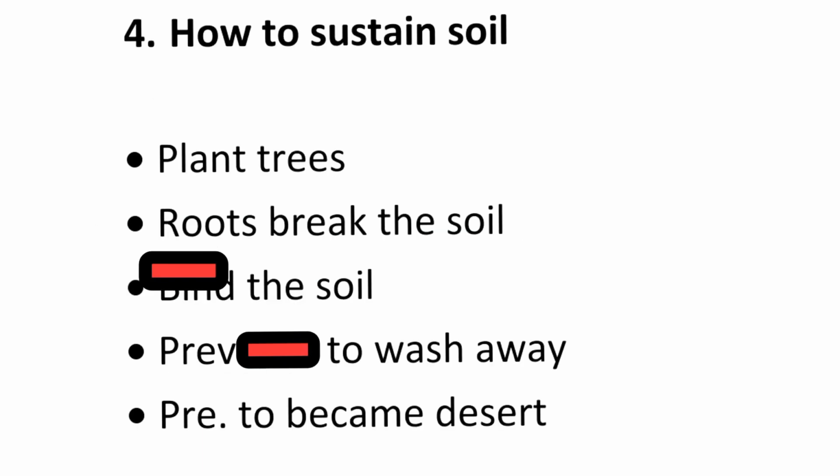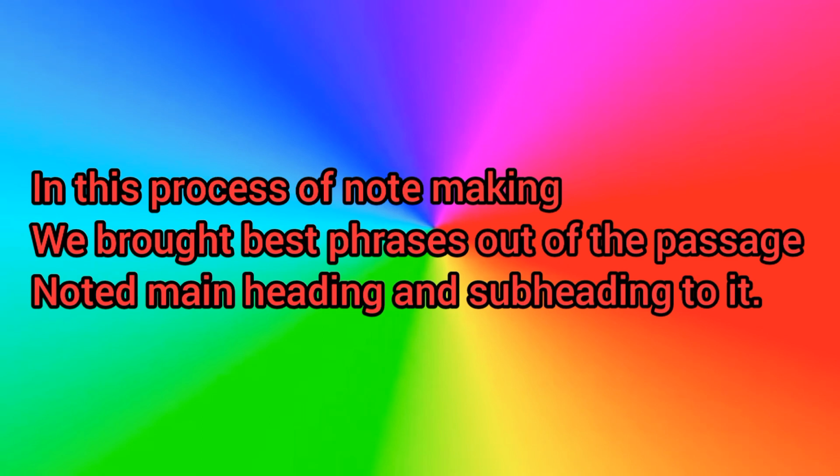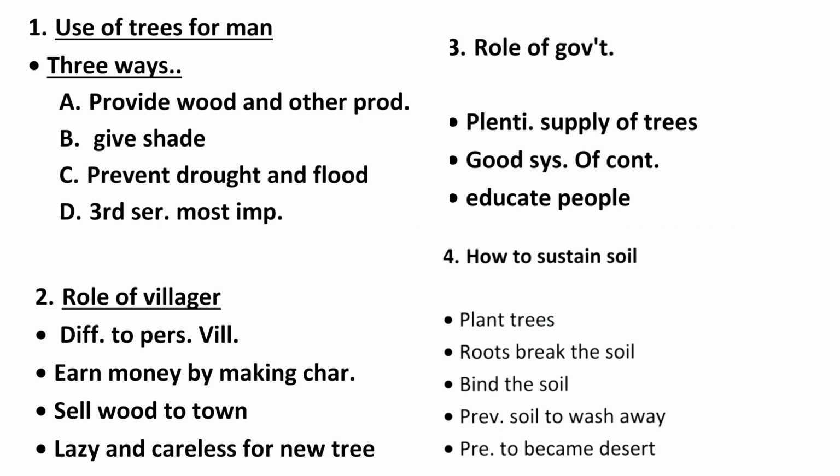Last and fourth main heading is how to sustain the soil. Number one, plant trees. Roots break the soil, bind the soil, prevent soil to wash away, prevent to become desert. Dear student, these were main heading, and under these main heading there are at least 3 to 4 subheading which tell about the main heading. Dear student, our first work was to bring out the best phrase from the passage, and here you can see the best possible note making which we filtered from our rough work.